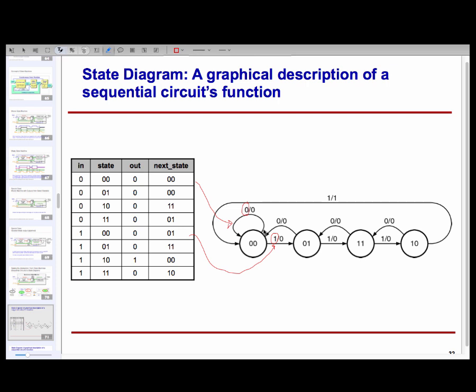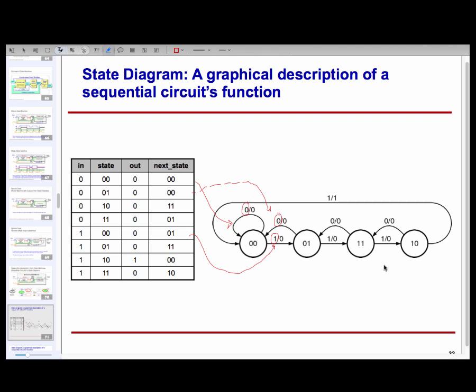If the input is 0, I go back to 0, 0. So that's what you see out here. If input is 0, I'm going back to 0, 0. That is happening because of this row. And if input is 1, then I go to state 1, 1, which is what we see out here. And the same logic applies again and again.